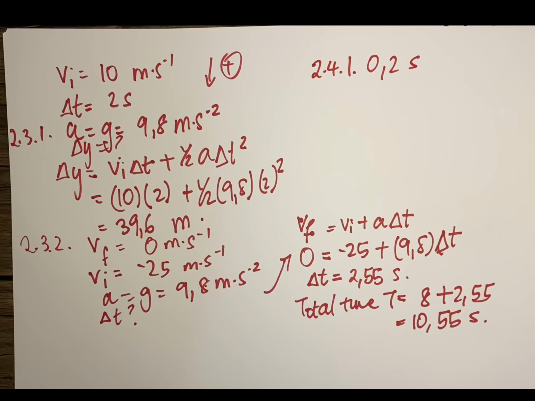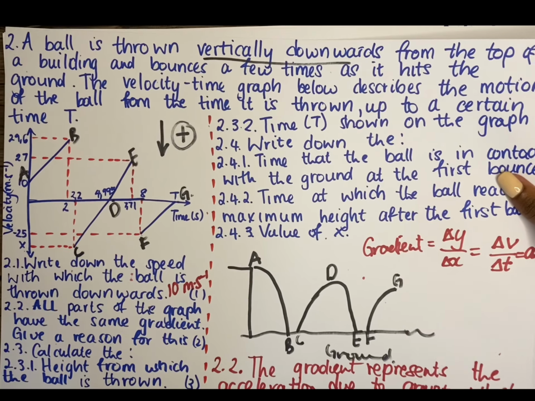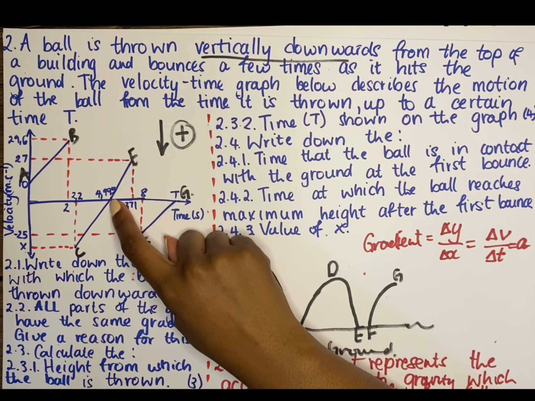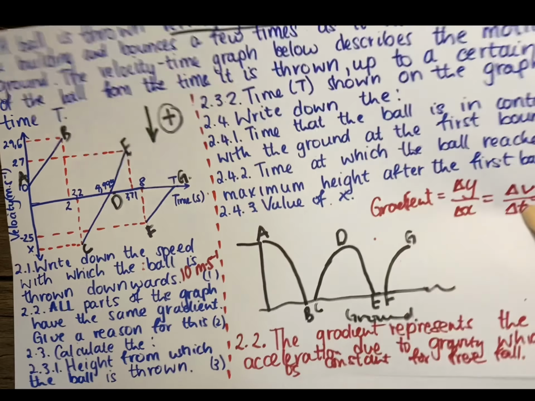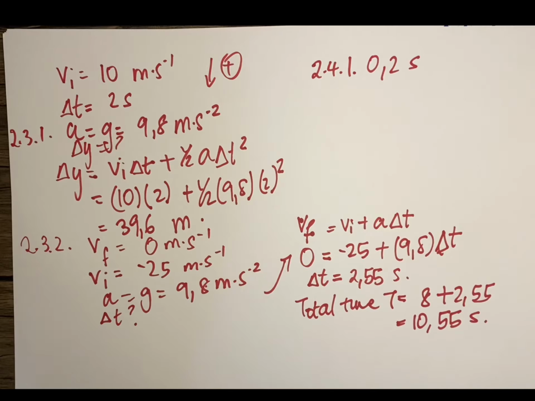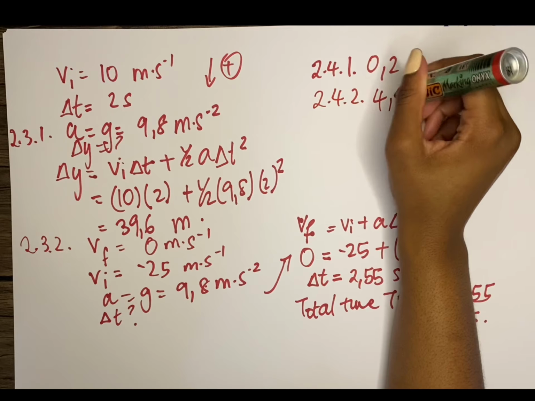And then the next question says, write down the time at which the ball reaches a maximum height after the first bounce. So after the first bounce, which means from C, the ball is going to reach the maximum height when the velocity is 0 meters per second. That's going to be at D. So the time is going to be 4.995 seconds, right? So you just read it off from the graph.